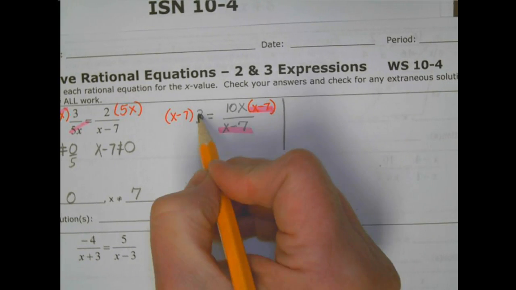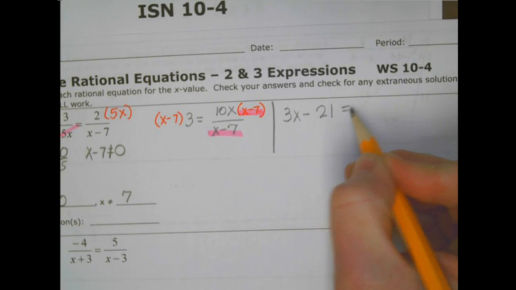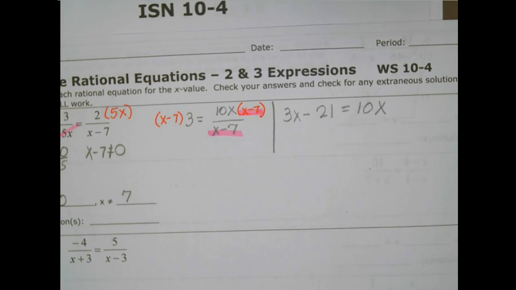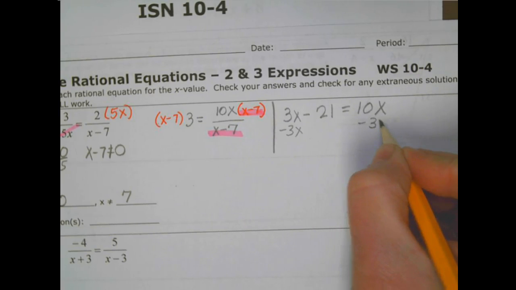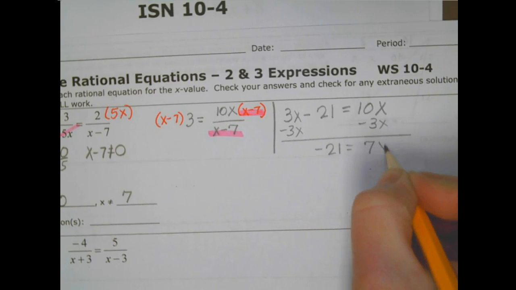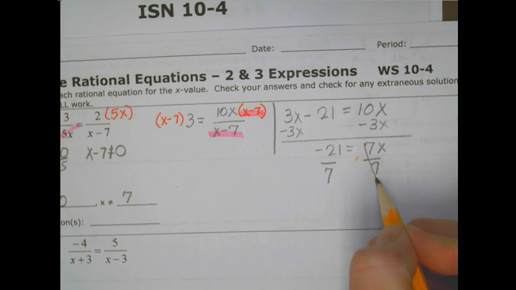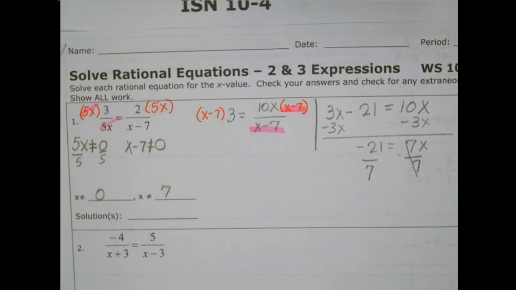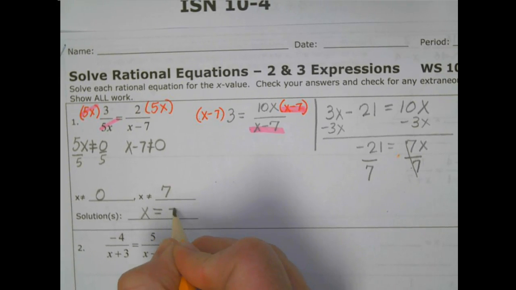Next, I'm going to distribute the 3. 3x minus 21 equals 10x. To solve for x, I have to get my x's together. Subtract 3x from both sides. Divide by 7. What's the answer? The answer is not negative 3. The answer is x equals negative 3.